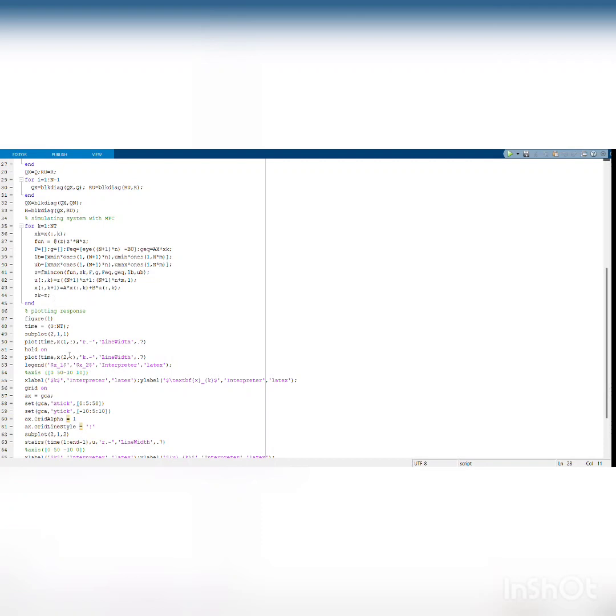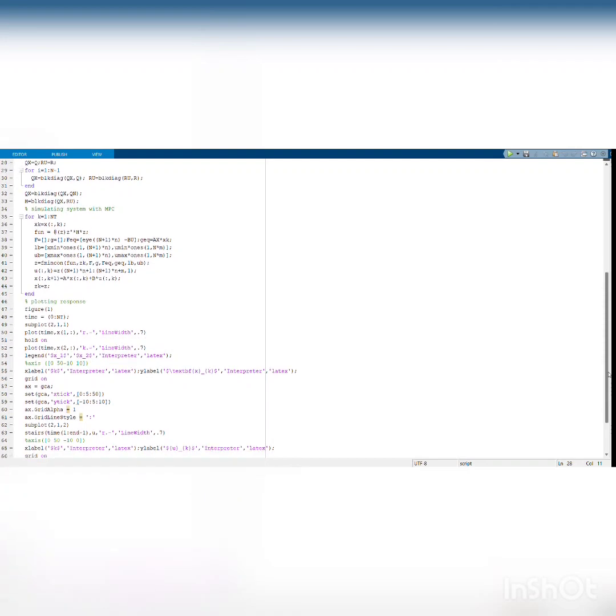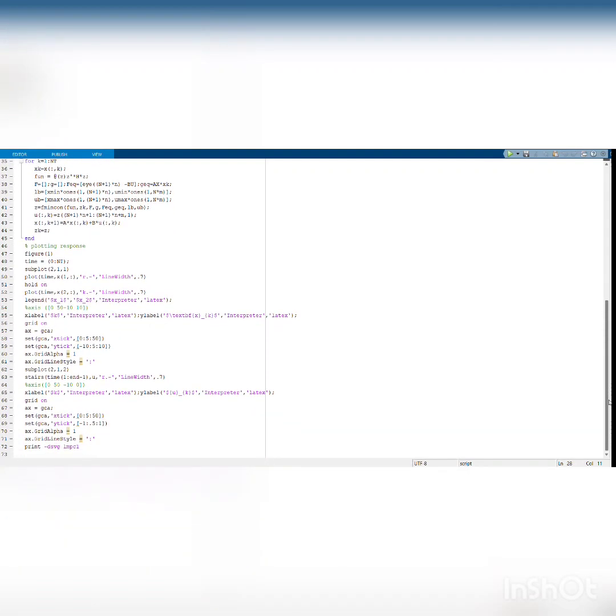Next we'll plot the graph for xk and uk, that is, the state variables and control input. This is the code for xk and uk, and I'm going to run it. But while I'm recording, it is not running, so I'm going to show it like this. If we run it also, we'll get the same by using this code.